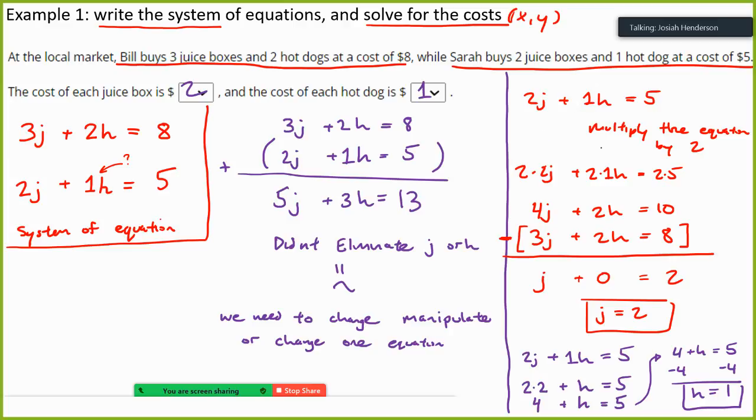And when you add them or subtract them, after you've made one equation match the other's coefficients, the number next to the j or the h, you eliminate it like we did here. We got 2h minus 2h, and we end up with 0, right? We made it go away and found j is 2.